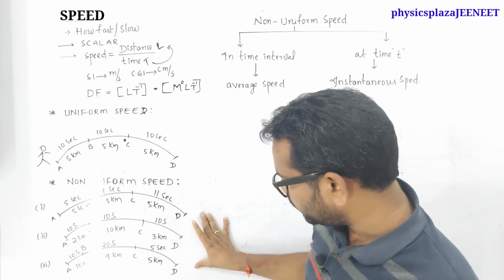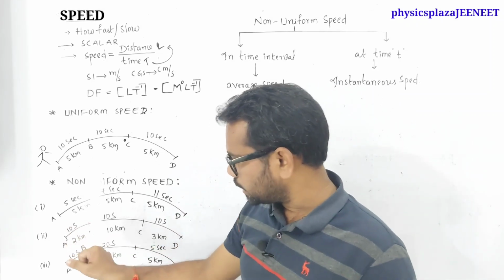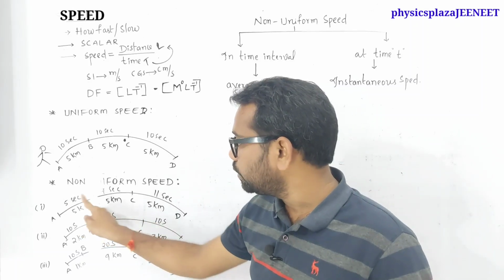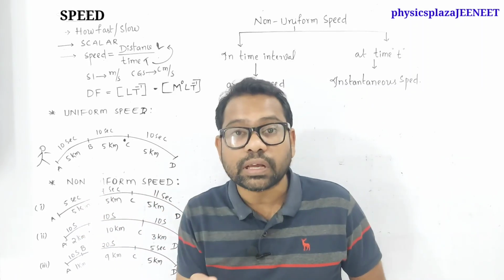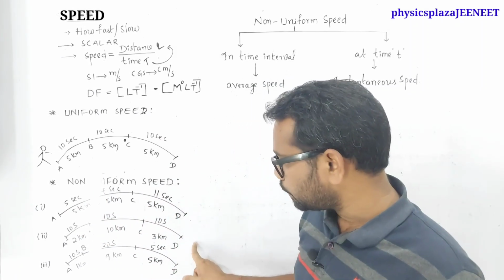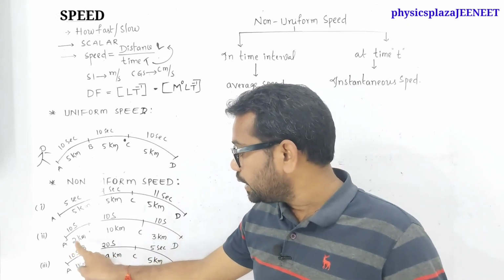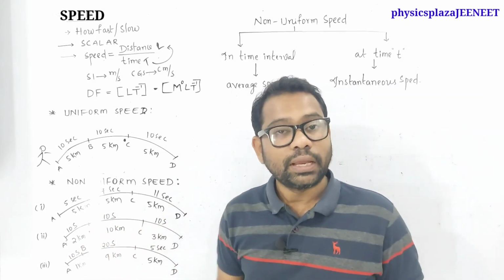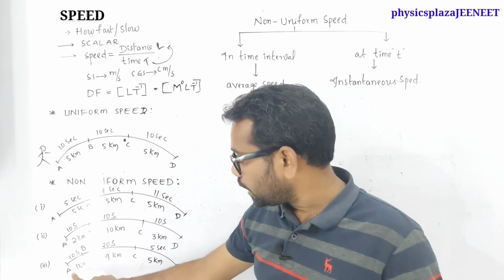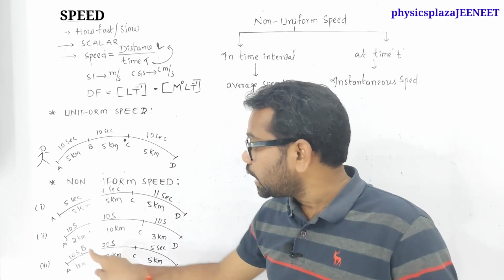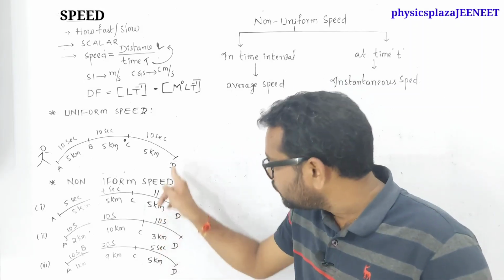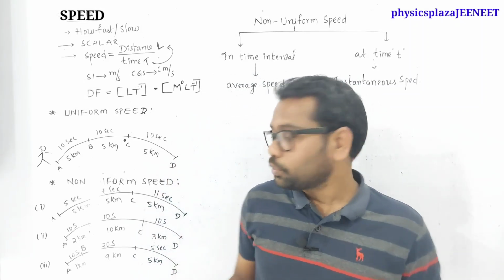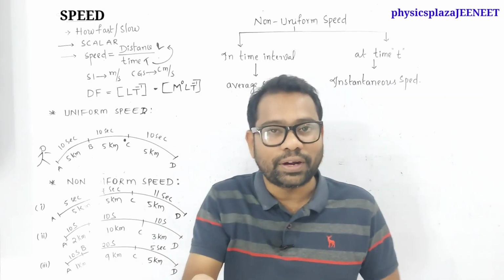Look here, 3 examples are there. In the first case, the body is covering equal distances, but in unequal intervals of time. In the second example, the body is covering unequal distances, but in equal intervals of time. In the third case, children, the body is covering unequal distances in unequal intervals of time. So in these 3 cases, we cannot say that the body is going with uniform speed. Either one is different or both are different.